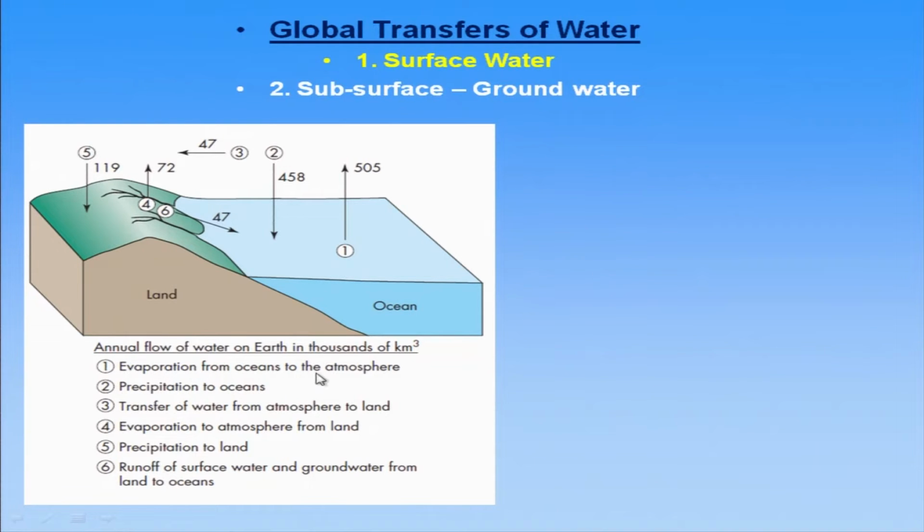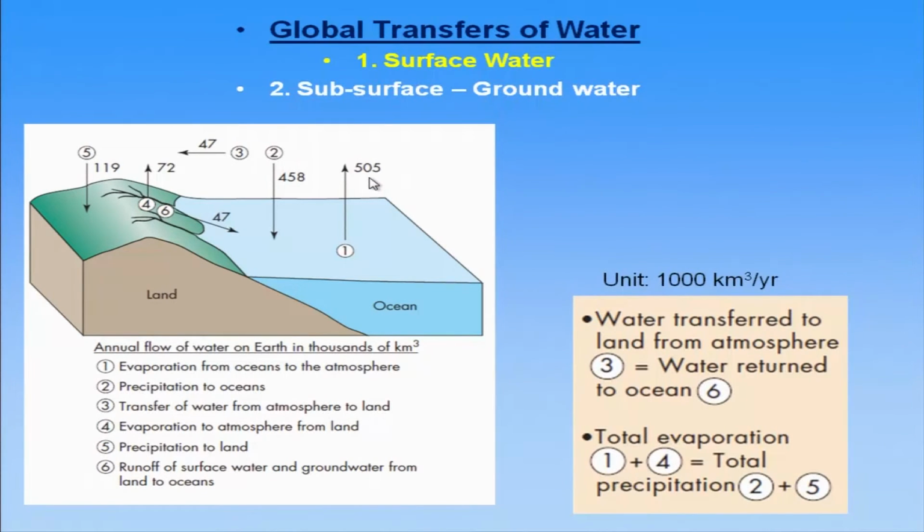So, evaporation from ocean to atmosphere, second is precipitation to ocean, which is coming back. Third is transfer of water from atmosphere to land. So, this is transfer from the ocean side through the atmosphere to land. Fourth is evaporation to atmosphere from land. So, these two components are the evaporation to atmosphere, one is from ocean, another is from land. So, it is 72 and 505.